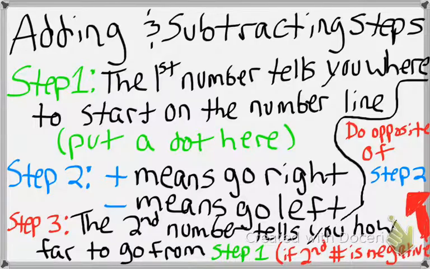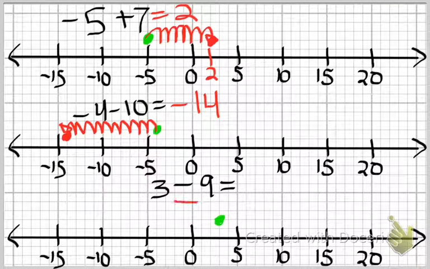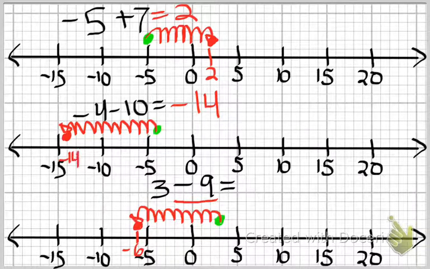Now, step 3 says the second number tells us how far to go. We know we're going to the left. It's a 9, so we're going left 9 spaces. So 1, 2, 3, 4, 5, 6, 7, 8, 9. Where we finish was right here, and that location is negative 6. Just like our last one, that location was negative 14. So negative 6 tells us the answer to this question: 3 minus 9 is negative 6.